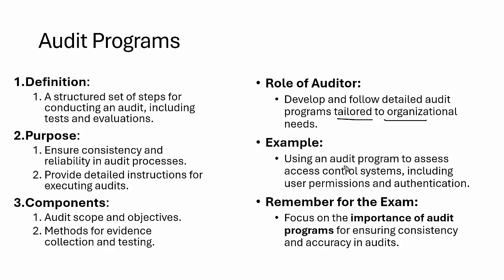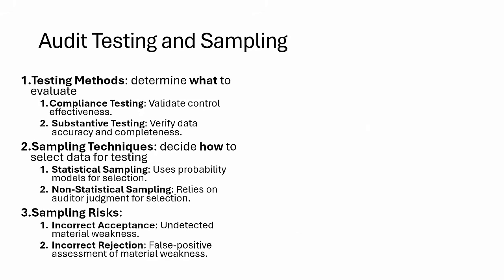So the example here is using an audit program to assess the access control systems, including user permission and authentication. So remember, from the exam point of view, focus on the importance of the audit program and its primary objective. Remember, the primary objective of having a program is to ensure consistency and accuracy in the audit. That is part of a requirement.